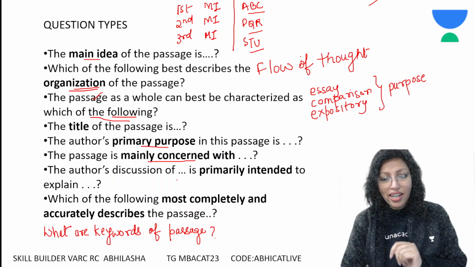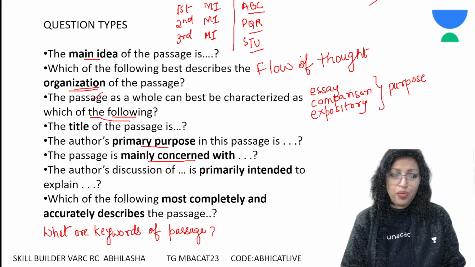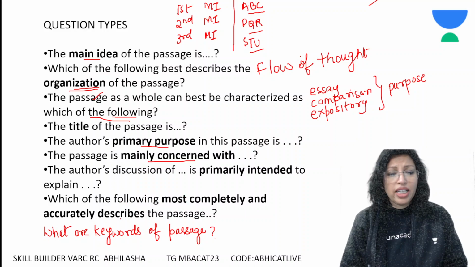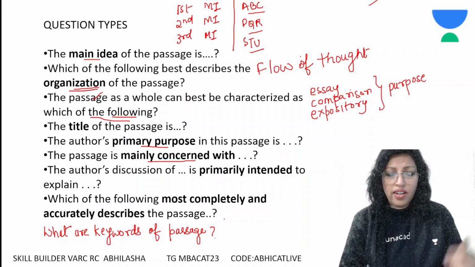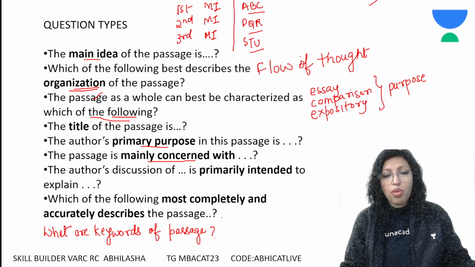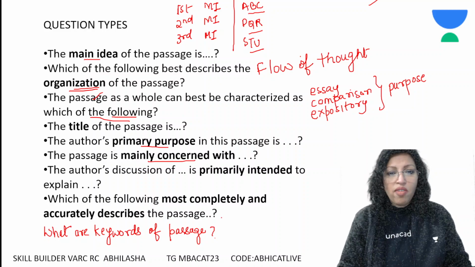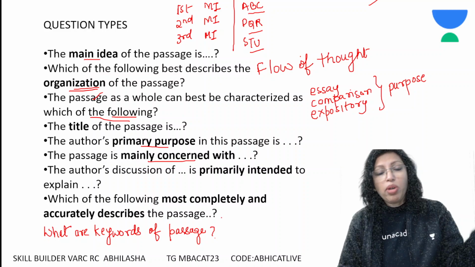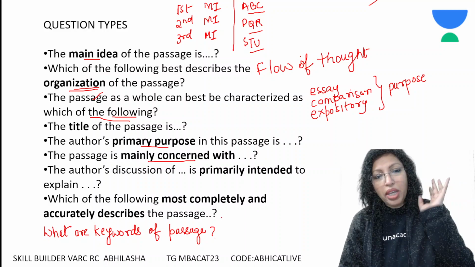Why does he discuss that? So again, purpose of the passage, purpose of something. Which of the following most completely and accurately describes the passage? So again, what is it that the writer is doing? These are some of the question types that you will find within the passage. And these are all very important for us, but we should be able to understand that each of these questions is a reflection of the main idea.